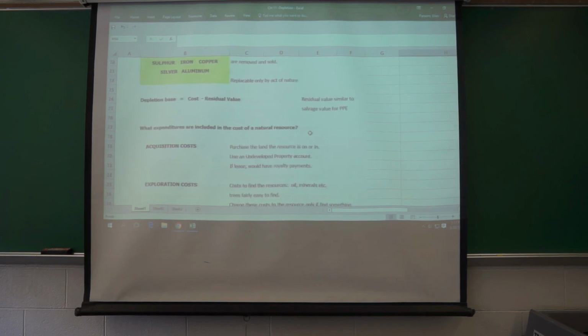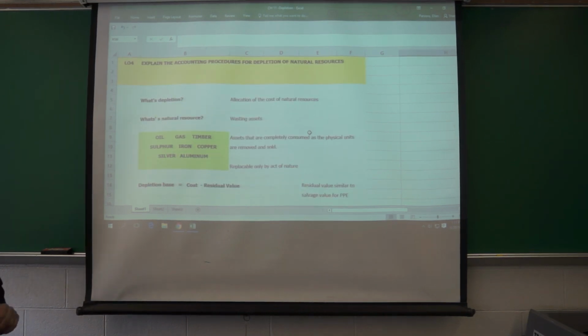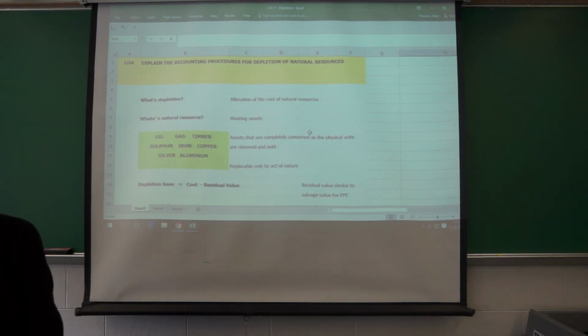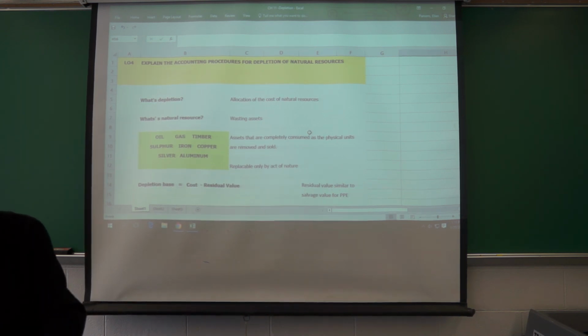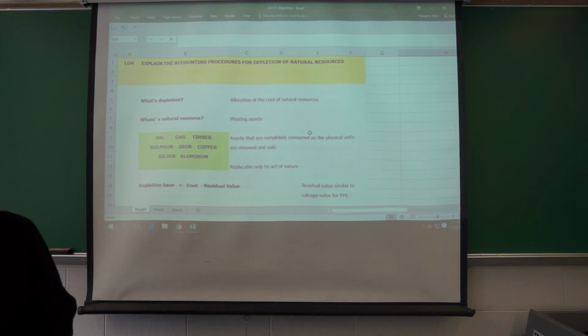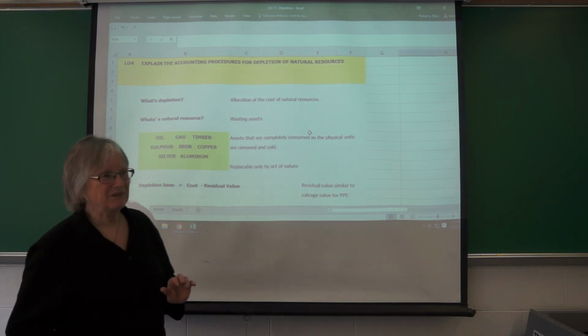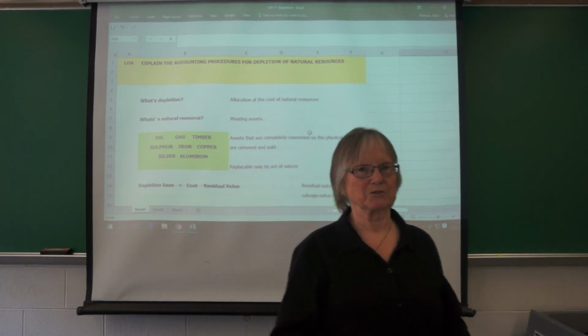Okay, so this is basically just an introduction to depletion, and I think we'll do a mining example and maybe an oil and gas example separately, just so you get the feel of what's really going on here.